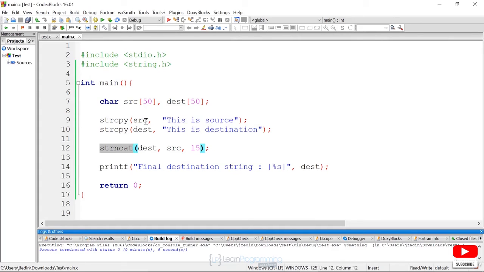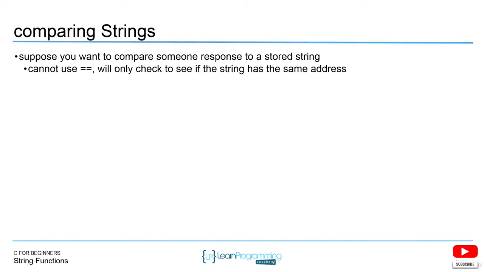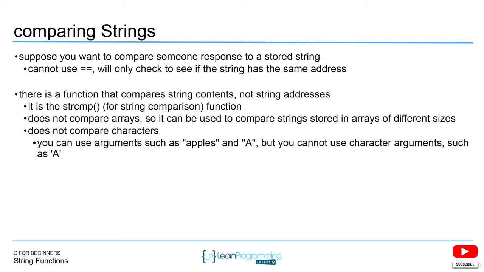Let's talk about strcmp, which I keep accidentally saying instead of strcpy. Strcmp, string compare. So for comparing strings, we have to also use a function. If you want to compare one string to another, you can't use double equals. That only checks for references, whether or not you have the same address. So what you need to use is strcmp. This is going to compare the string contents. It does not compare the arrays, so it can be used to compare strings stored in arrays of different sizes.